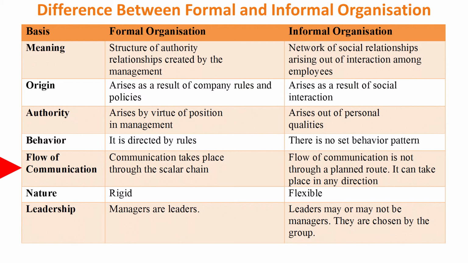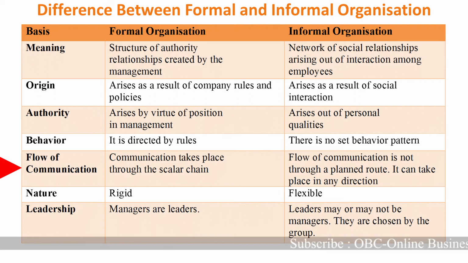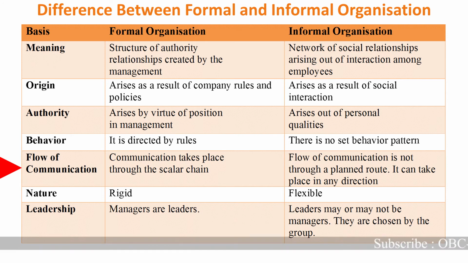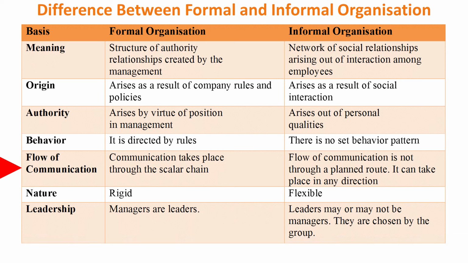Moving on to the next basis, that is flow of communication. In formal organization, communication takes place through the scalar chain. Scalar chain means one by one, one after the other, a step or process which usually starts from top to bottom. That is the scalar chain which you studied in the second chapter, Principles of Management. This is one of our principles, scalar chain. In an informal organization, the flow of communication is not through a planned route. As per the structure, it is not going to happen, because it takes place in any direction, so it's not going to happen as planned.